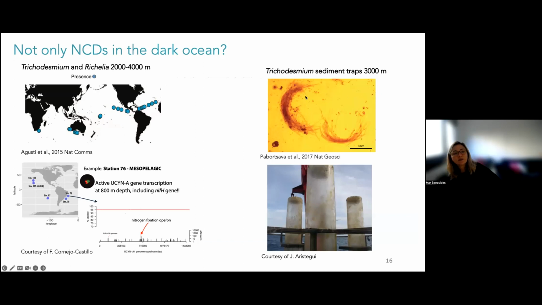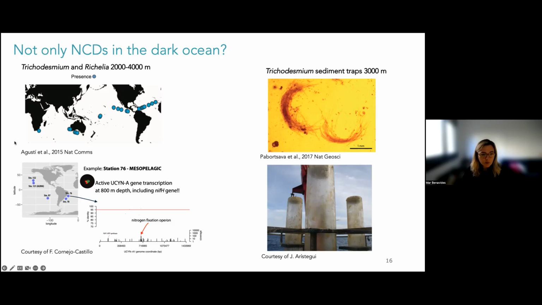So this is something that we started seeing in other works as well. For instance, this is the expedition Malaspina, where they found Trichodesmium, but also Richelia between 2,000 and 400 meters at different locations around the ocean. This is using just microscopy. Also in sediment traps in the North Atlantic at 3,000 meters, we find intact Trichodesmium colonies that you can see here sticking to the walls of the sediment trap tubes.